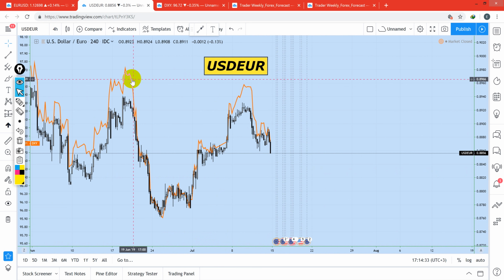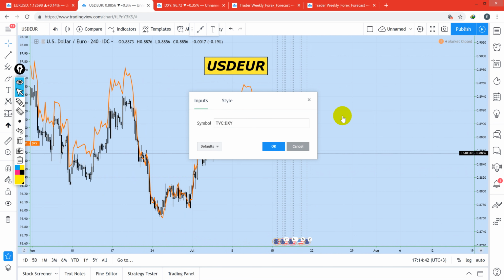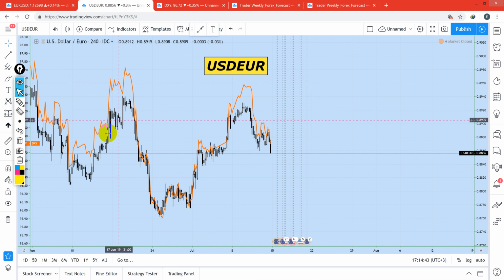This orange line is the dollar index. Let's click on it, DXY, the dollar index. Can you see any similarity? You can say it's typical. It is typical because the euro dollar is affected 60% by the dollar index, so it moves with the dollar index. Typical. So the euro dollar is the opposite of the dollar index.